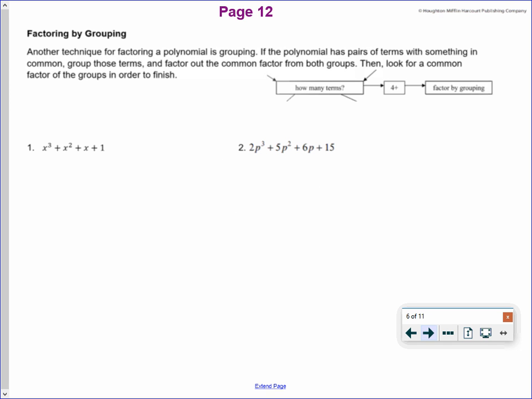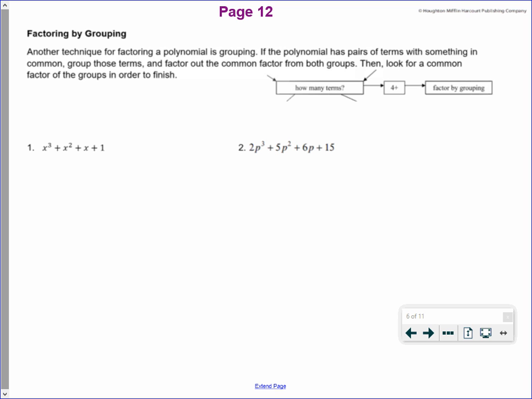All right, so now we're going to talk about factor by grouping. We touched on this in 6.5 a little bit. This is just another technique to factor polynomials, okay? So what we're going to do here is pair up terms of the polynomial, and we're going to see what we can factor out from each pair. So let's go over number 1.